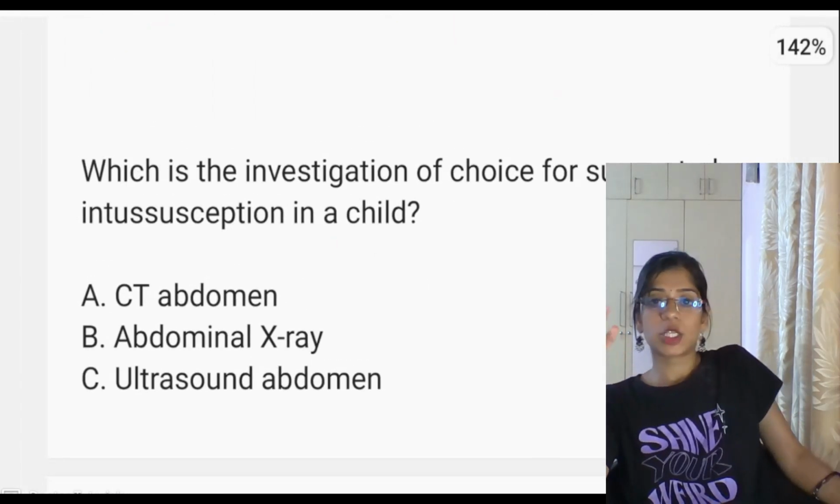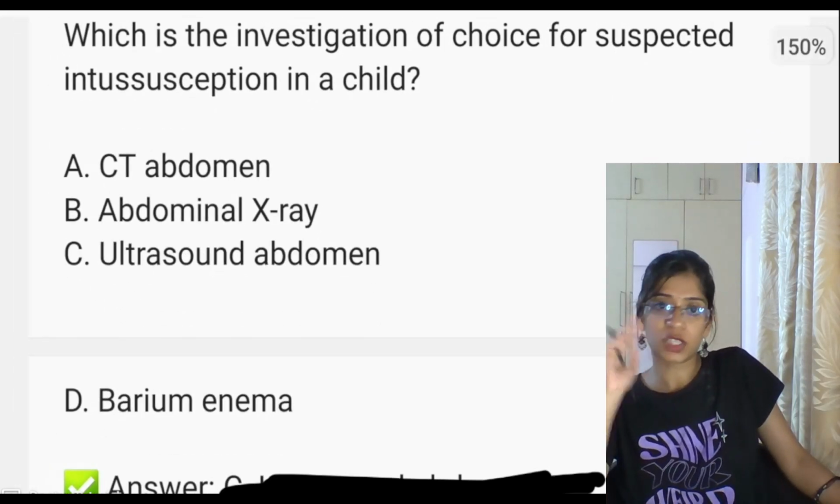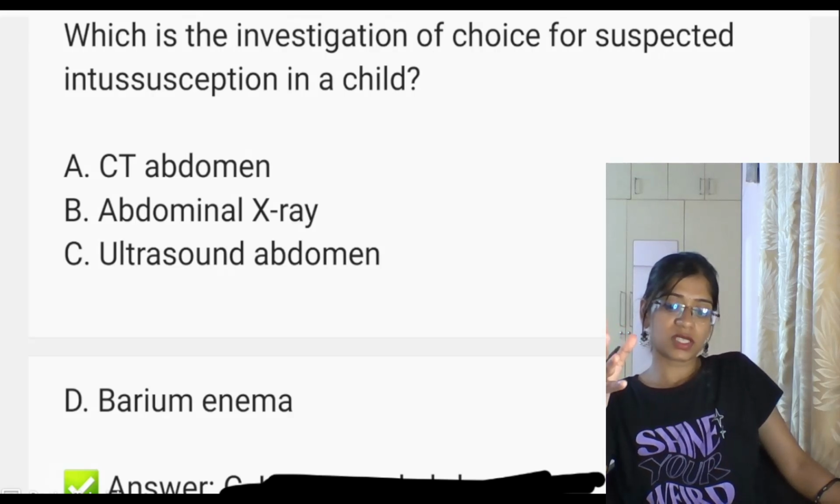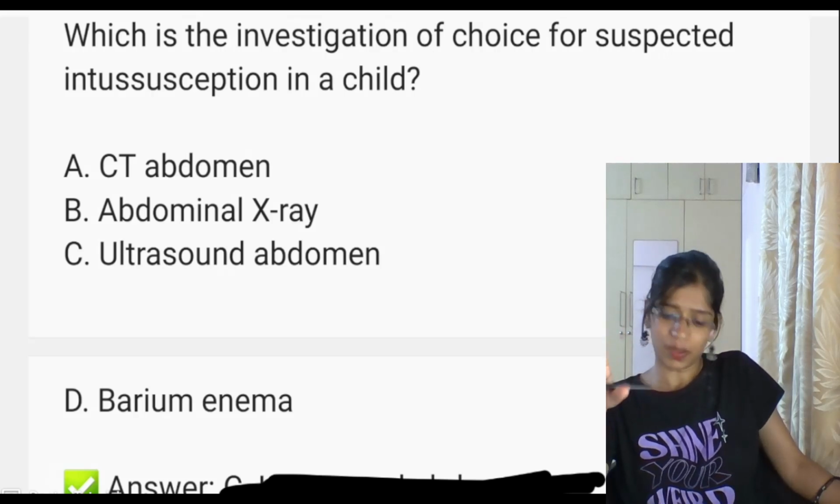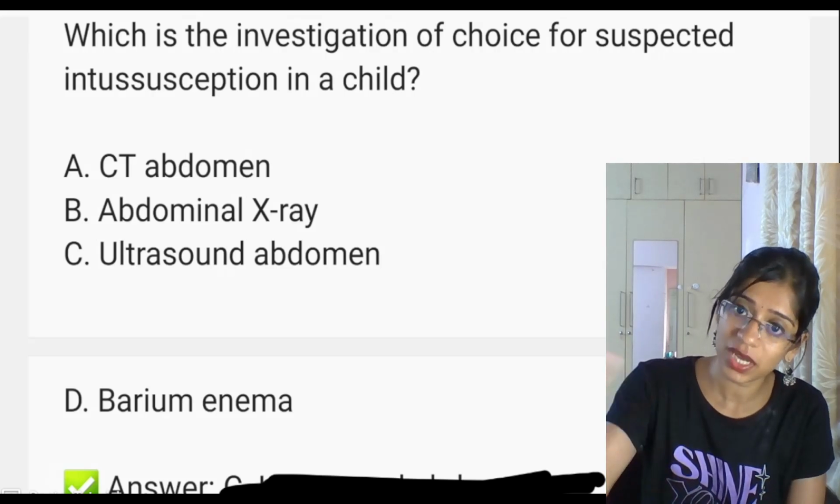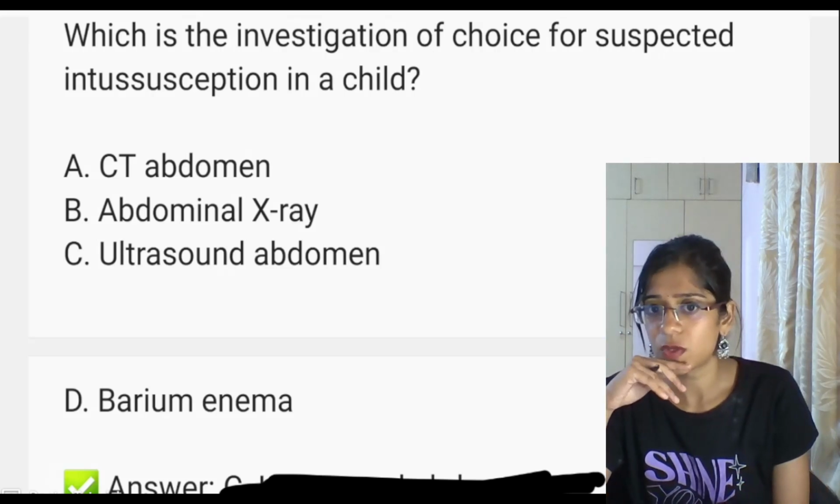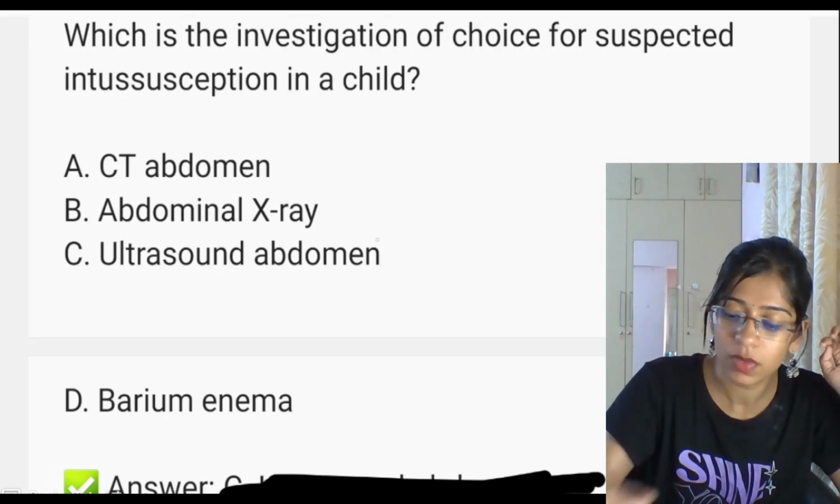Okay, what is the investigation of choice for suspected intussusception in a child? A child comes to casualty, you're suspecting intussusception. What is the first investigation that you do? First, do you do a barium enema? No, you do an ultrasound. Make sure the child has this, because the differential diagnosis can come with the same presentation. We have other diagnoses to think about. So first what you do is ultrasound abdomen.